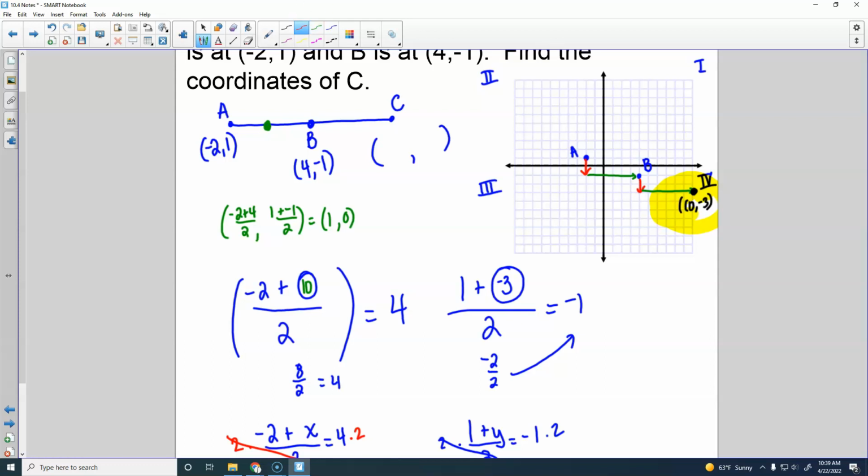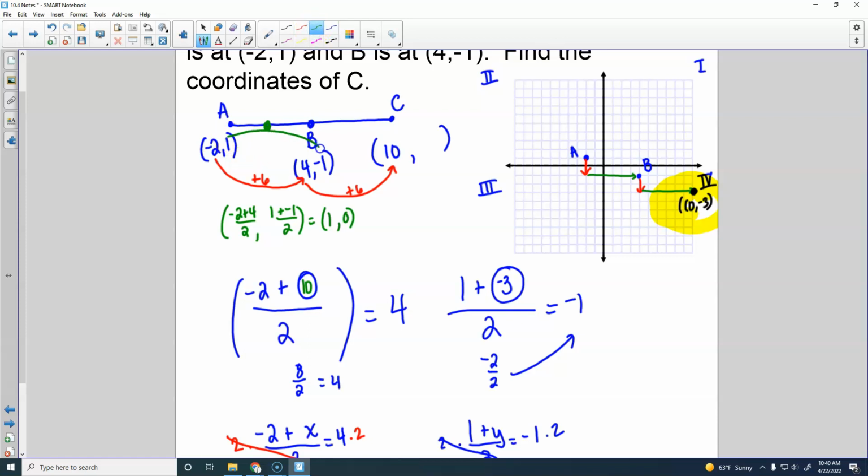So let's think about it the same way I was doing with the graph. What do I have to do to get from -2 to 4? I have to add 6. That's like that green arrow that's going to the 6, right? So if I have to add 6 to get from -2 to 4, then I just need to add 6 again, right? 4 plus 6 is 10. And that's my x-coordinate.